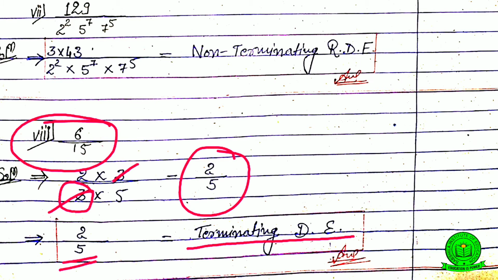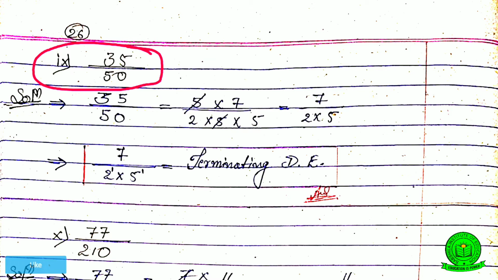See question number 9. 35 by 50. 35 can be written as 5 into 7 and 50 can be written as 2 into 5 into 5.